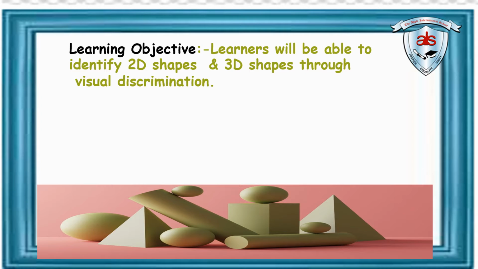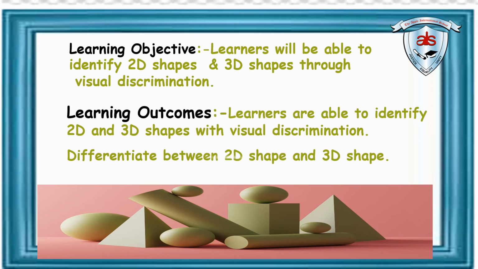Children, today's learning objective is learners will be able to identify 2D shapes and 3D shapes through visual discrimination. And today's learning outcome is learners are able to identify 2D and 3D shapes with visual discrimination and differentiate between 2D shape and 3D shape.